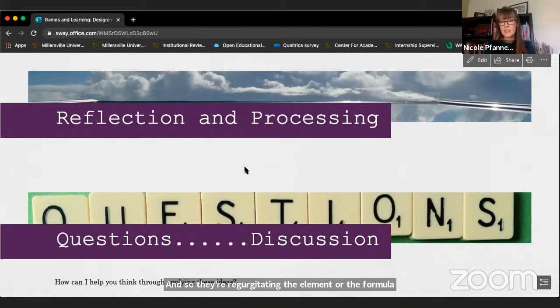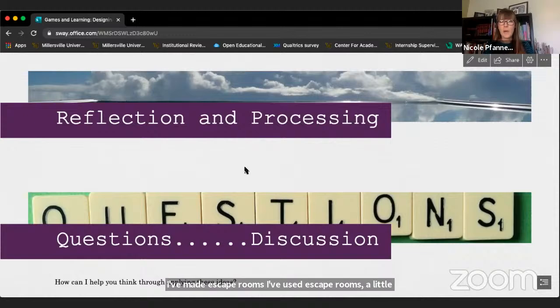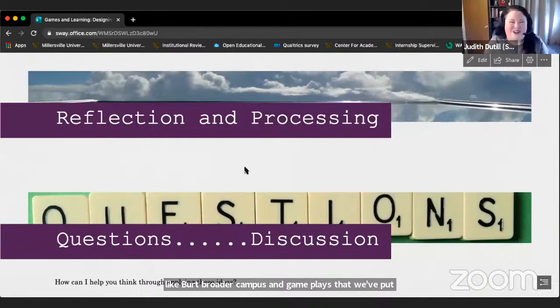Escape rooms are a great way to do that. Somebody in the chat just mentioned escape rooms. I've made escape rooms. I've used escape rooms a little bit more complicated in writing classrooms, so I don't use them very frequently, but I've used the concept in broader campus gameplays that we've put together for other things. Well, that's wonderful.